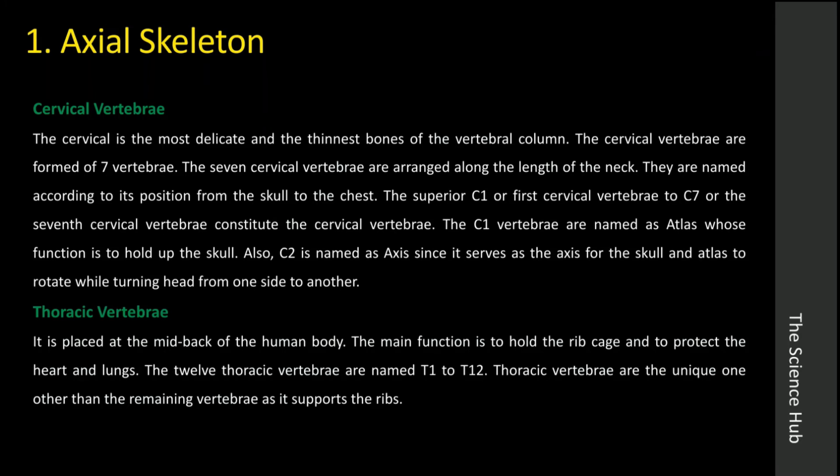The 12 thoracic vertebrae are named as T1 to T12. Thoracic vertebrae are the unique ones other than the remaining vertebrae as it supports the rib.